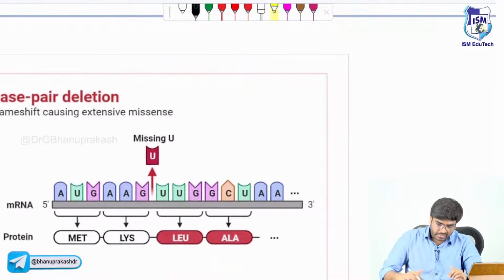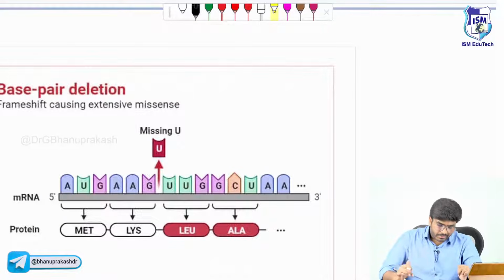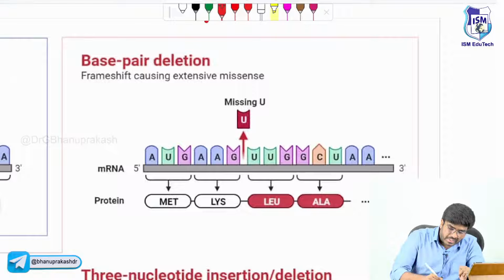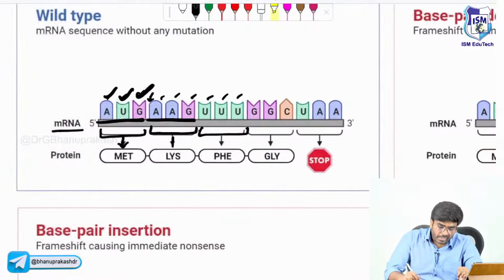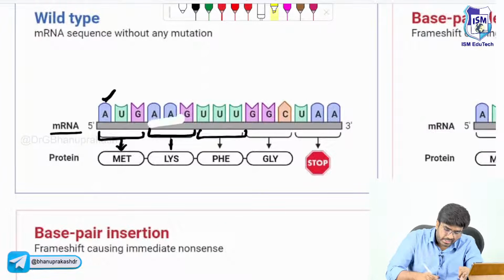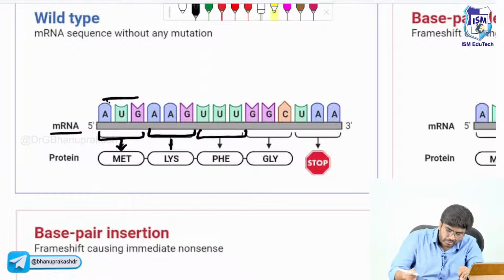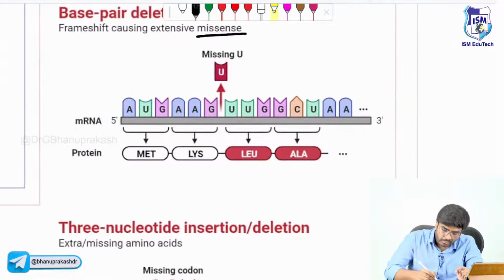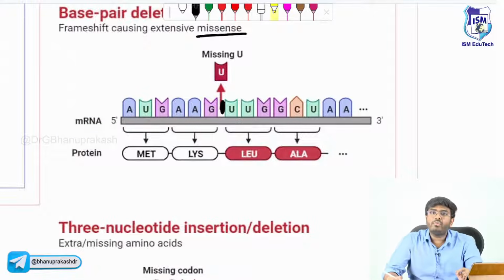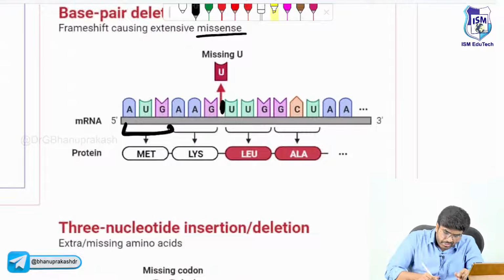Now, you can look here very clearly. Sir, base pair deletion. If you delete one base pair. Now, see what happens. Normally, what should it be? Just look here. It should be AUG. First 3 should be AUG, AAG. After that, UUU. It should be UUU. One U is removed. For example, if I remove one U, that's what I am doing, sir. If you remove one U, first AUG is coding for methionine. Okay, sir. AAG is coding for lysine.